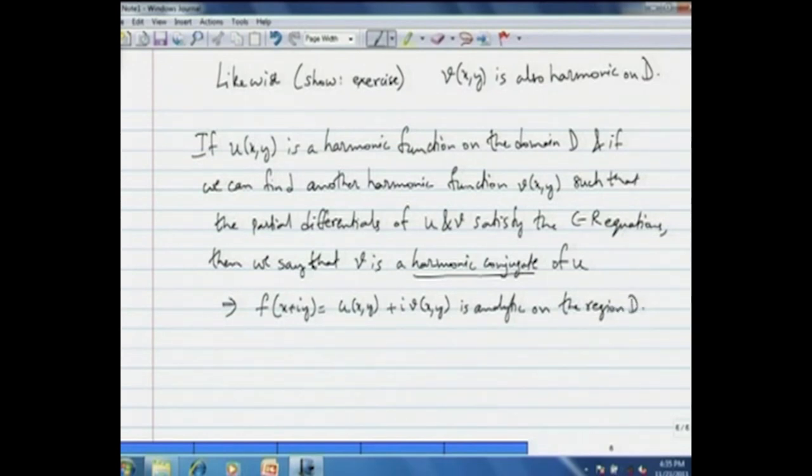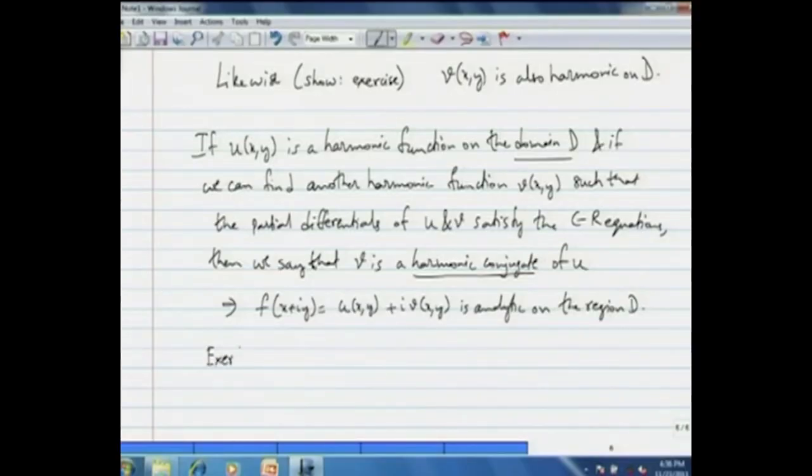Okay, so if we take f equals u plus I v, then since we are assuming that the second order partials of u and v exist, the first order partials are continuous, and since u and v satisfy the Cauchy-Riemann equations, f equals u plus I v is indeed analytic on the region D where u and v are harmonic. So let me give an exercise which brings out the asymmetry in the statement.